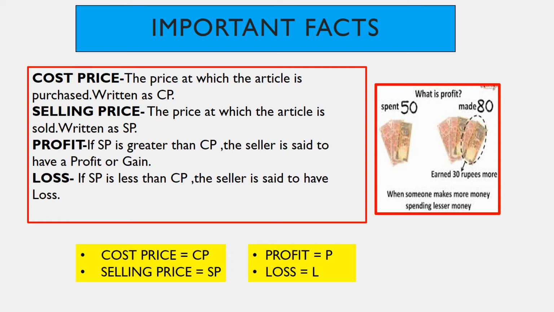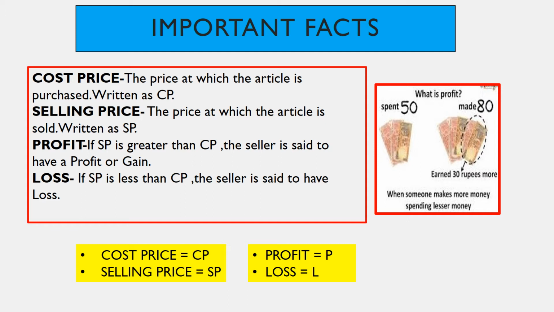Now, here you can see the definitions. The cost price is the price at which the article is purchased, right? And it is written as CP. And selling price is the price at which the article is sold, that is SP.